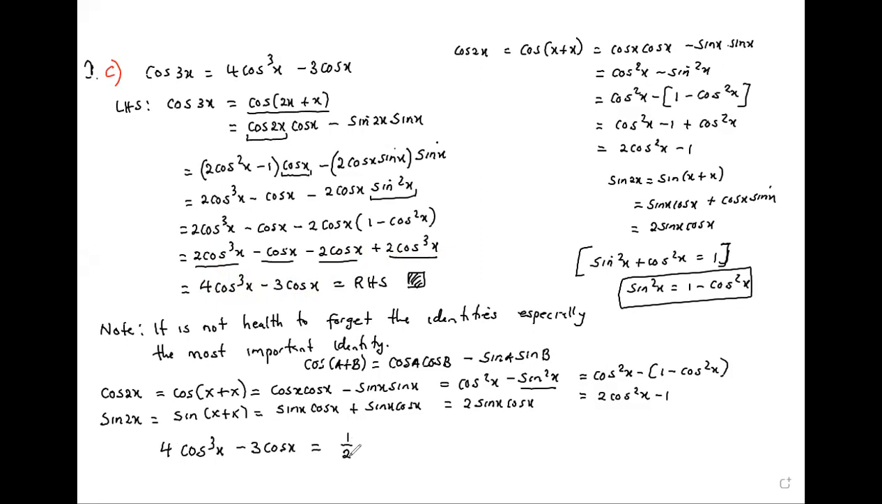Sir, hello. Going back to that part where you expanded everything, I'm not finding a lot of sense there. Why did you say 2 cos x sine x in brackets times sine x? How come the sine x is not multiplying the cos x?